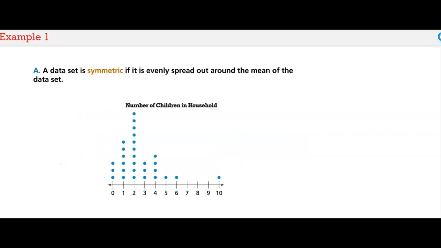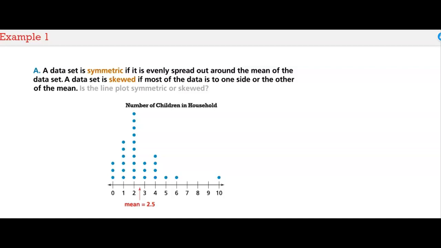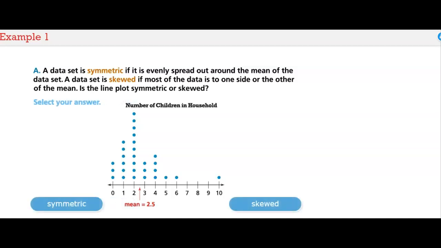Part A. A data set is symmetric if it is evenly spread out around the mean of the data set. A data set is skewed if most of the data is to one side or the other of the mean. Is the line plot symmetric or skewed? Select your answer.